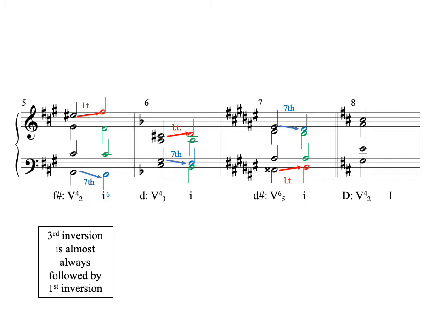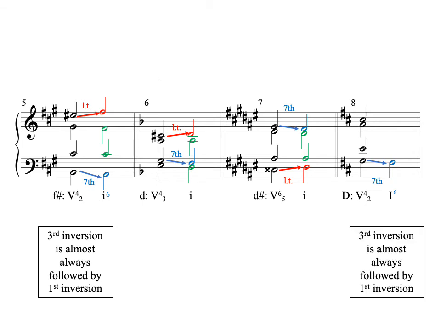And remember the thing that happened at the beginning of this line when we had a 4-2 chord? The 7th was in the bass, so we had to resolve the 7th down by step. And when we did that, that meant that our 1 chord, D, F sharp, A, had the 3rd in the bass, so it became a 1-6 chord. It's that thing I said about a third inversion chord is almost always going to be followed by a first inversion chord. Here it is happening again.